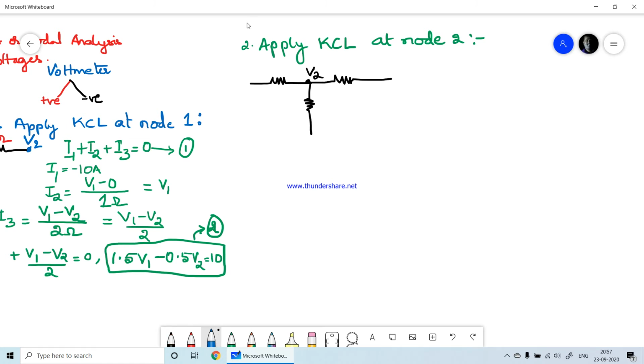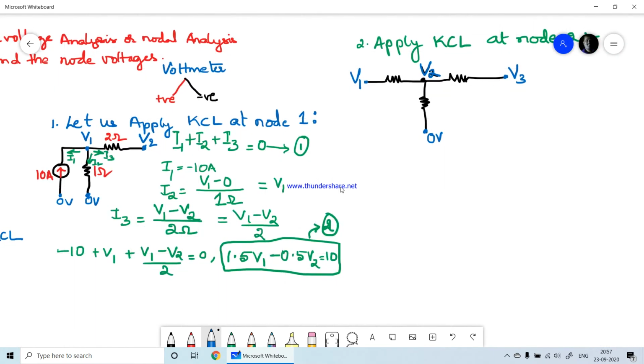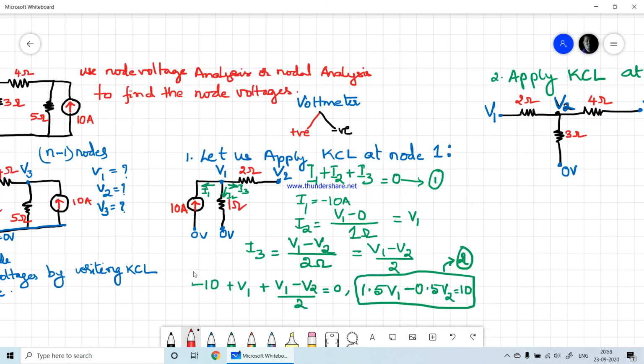Now we will have V1 and V3, and this is V2 which we have. Now at this point you will see that it is 0 volts. Now what are the resistance values? The resistance values here are 2 ohm, 3 ohm and 4 ohm. Therefore, I'll just write the resistance values here: 2 ohm, 3 ohm and 4 ohm. I hope that is the value which we have. Let me see again. 2 ohm, 3 ohm and 4 ohm.